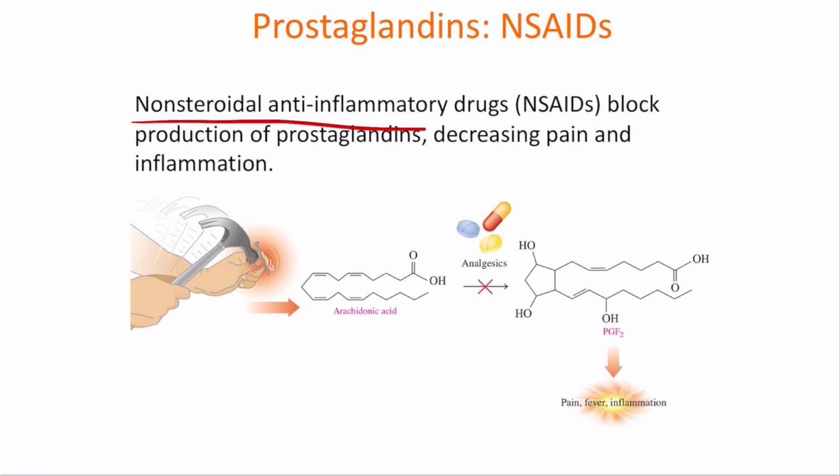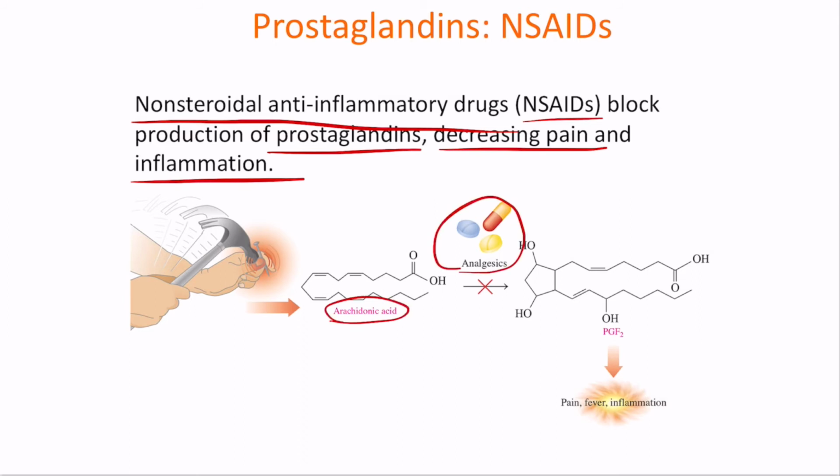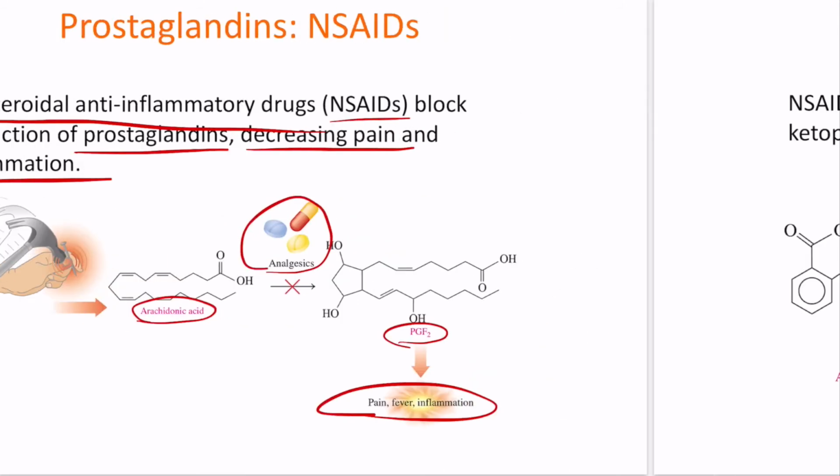Non-steroidal anti-inflammatory drugs, or NSAIDs, generally block the production of prostaglandins and decrease the pain and inflammation. The most common of them is ibuprofen, which you generally take when you feel pain. That pain is due to arachidonic acid, because analgesics, as these are called, stop the conversion of arachidonic acid into PGF2, which generally causes pain, fever, or inflammation.